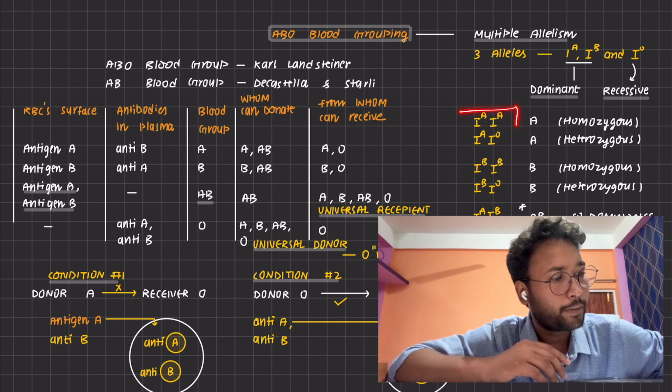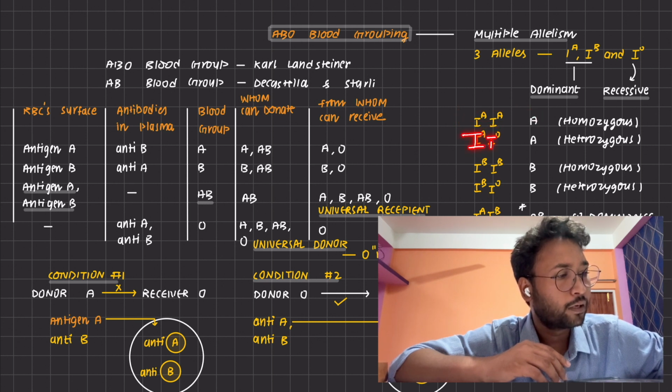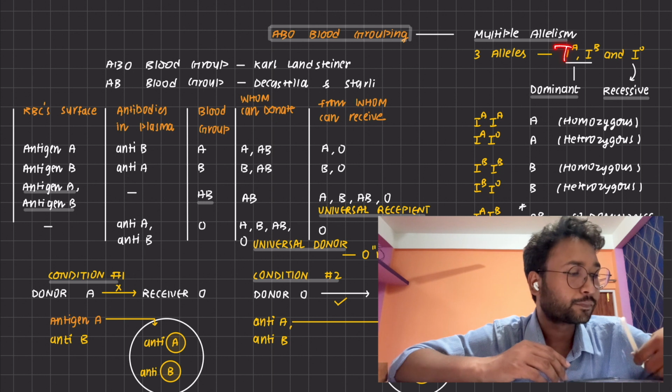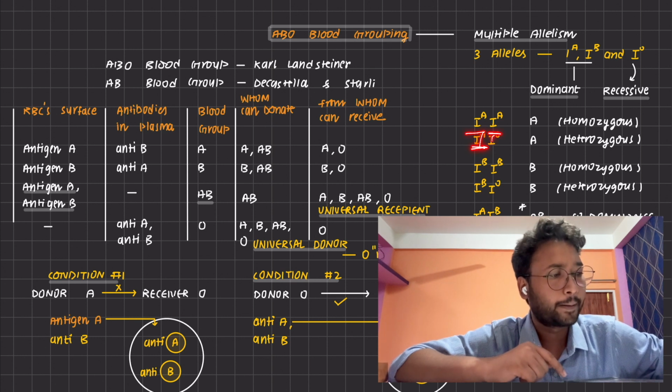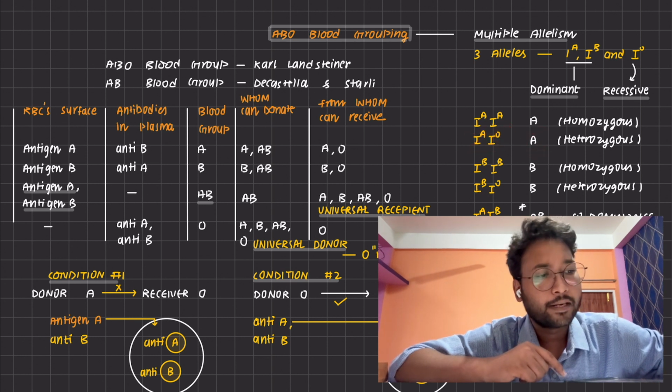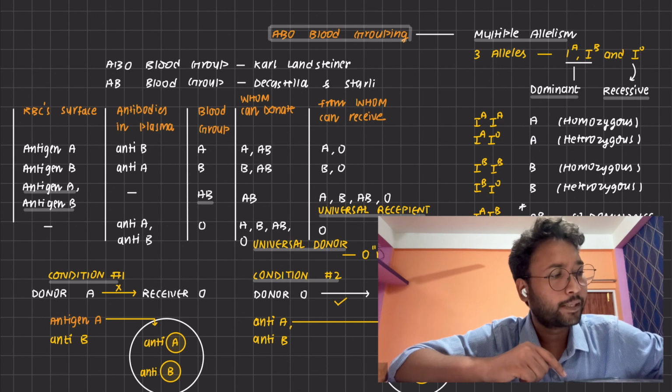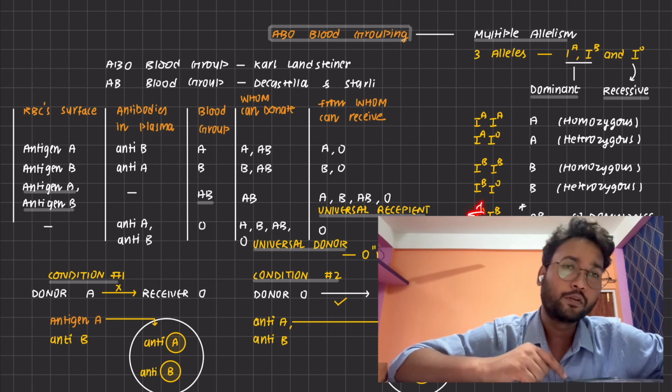Same way, B blood group can be homozygous or heterozygous. AB blood group will form when IA and IB alleles are there. This is the condition of codominance, and IO is from the recessive side, so this will show the phenotype of O blood group. Fine. So in the case of ABO blood grouping, there are 6 genotypes: 1, 2, 3, 4, 5, 6 genotypes, and 4 types of blood groups, so 4 phenotypes.